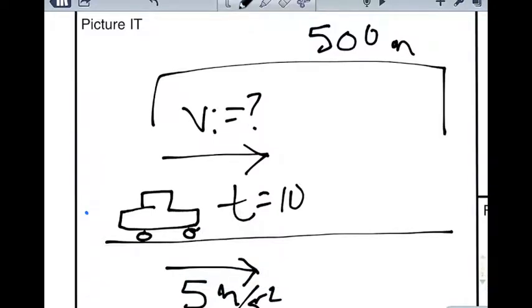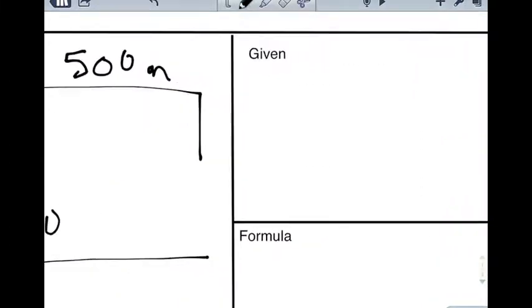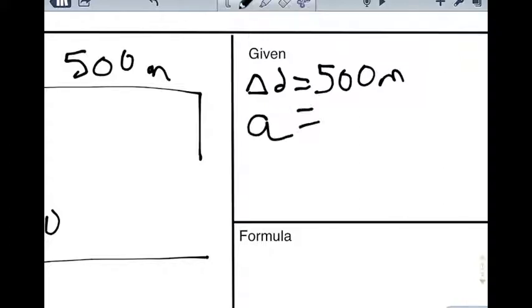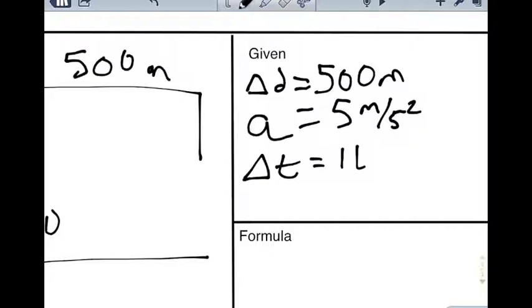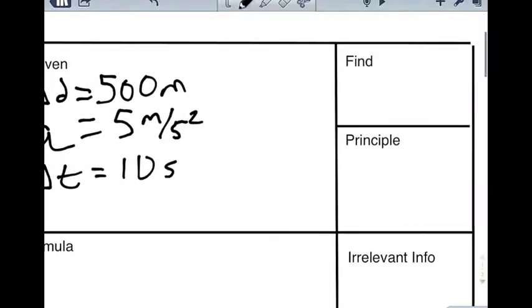Okay, in this example, we have a car that's initially traveling to the right for 10 seconds. It's accelerating at 5 meters per second squared. So we know that this is a distance or a displacement of 500 meters. We know that acceleration is measured in meters per second squared. And we also know that time is 10 seconds. And we know that we are trying to solve for the initial velocity.